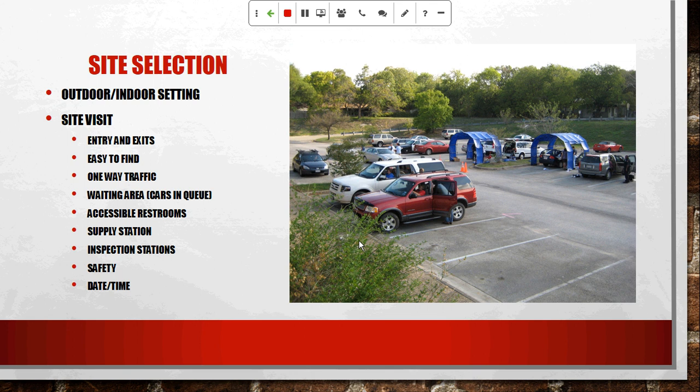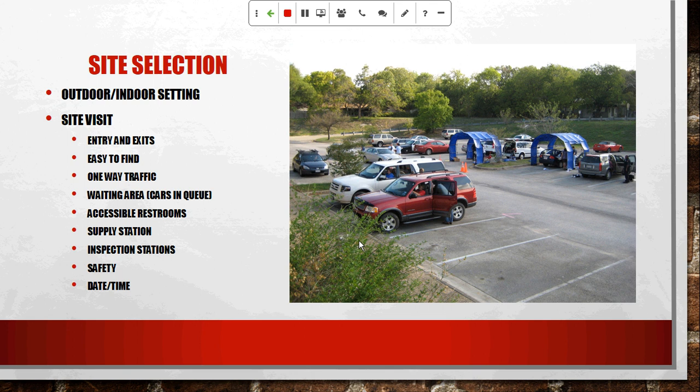So here are some things you will want to consider when selecting your venue. So entry and exit. Ideally, you're going to have one of each. You're going to have one entry area where cars pull into so that they can wait in queue, and one exit somewhere else that's not the same as the entry. You want a place that's going to be easy to find. You don't want to select a venue that is far off the beaten path or that is complicated to get to.